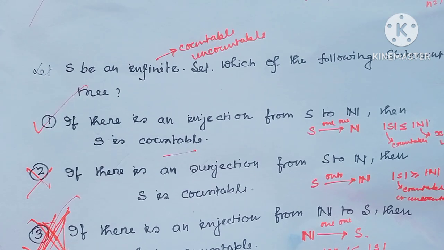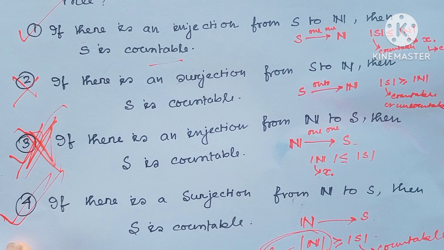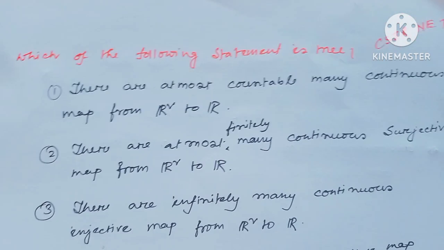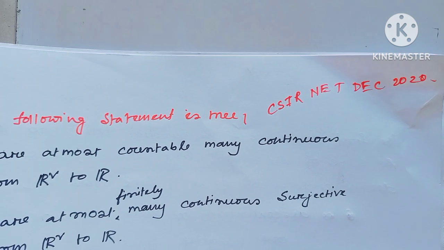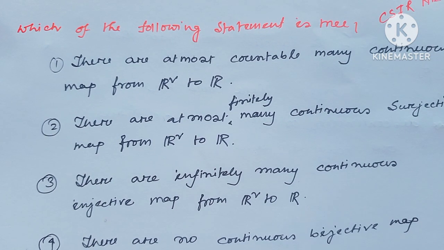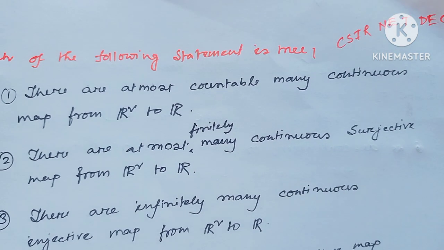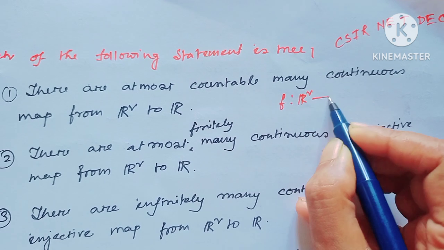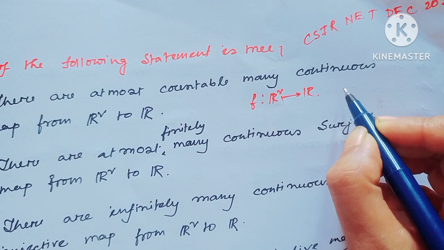This type of question is actually very conceptual but very important for higher study, also for any competitive exam. Question: which of the following statements is true? This is from the CSIR NET 2020 exam. The question is: there are at most countably many continuous functions from R2 to R. Here the function maps from R2 to R. Number of continuous functions we all know.